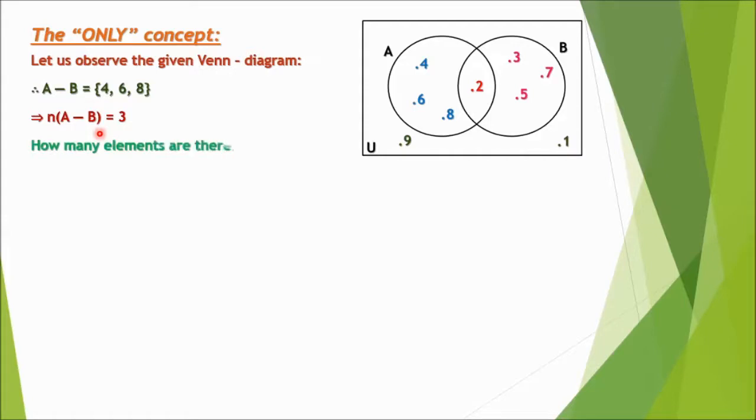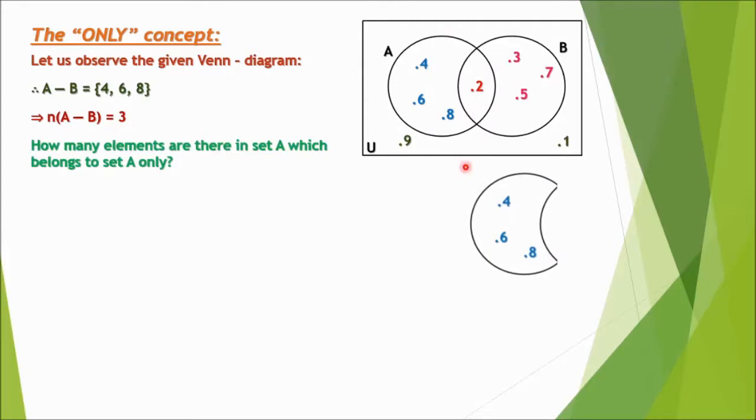So how many elements are there in set A which belong to set A only? That means only A. There is 2 also, but 2 belongs to set B. Okay, so that means only 4, 6 and 8 belong to set A. 4, 6 and 8. See, now if we take this part out here in this way, you can see 4, 6 and 8 are the elements which belong to set A only. There are 3 elements. Now this is the "only" concept. Okay, this is the "only" concept.